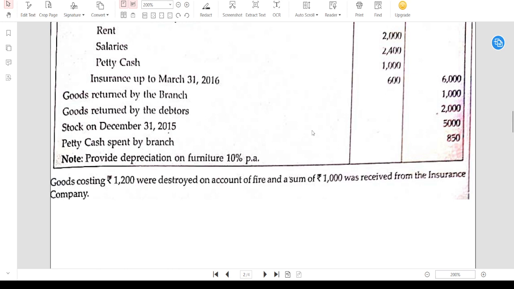But see, the question is very easy. The question is a little bit lengthy, but it is very easy. But here what we need to understand is how to incorporate the record regarding the loss of the goods. Okay? That is very important. How to incorporate the recording based on the loss of the goods. We need to understand this. Okay?